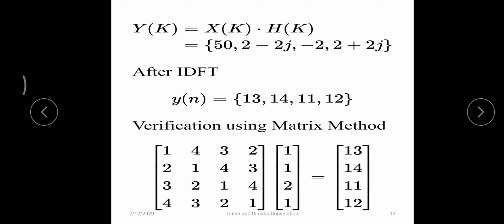But this I have done with the help of the convolution property. To cross verify this, I can go for the matrix method. This is only for verification purposes. Take x of n and h of n. Place the values 1 2 3 4 and rotate shift: 4 1 2 3, 3 4 1 2, 2 3 4 1. Then place the values of h of n: 1 1 2 1. Then multiply these two matrices. The answer is 13 14 11 and 12. Now if I check both y of n sequences, both are the same.